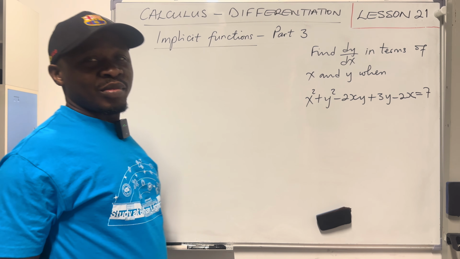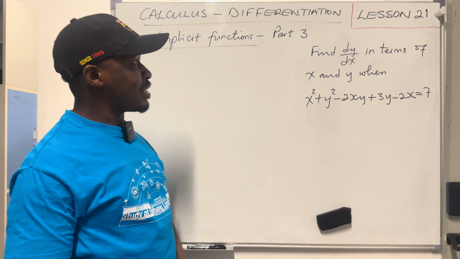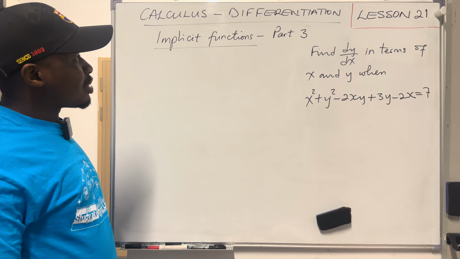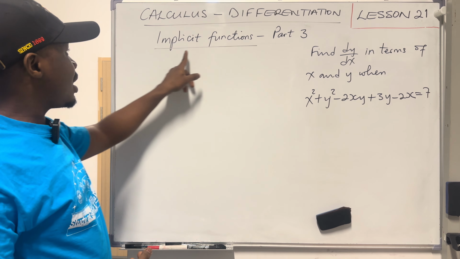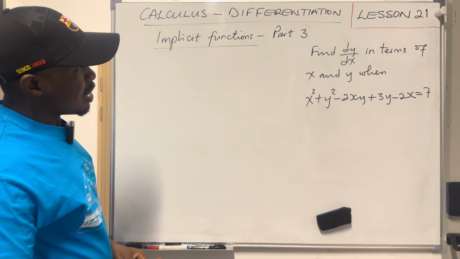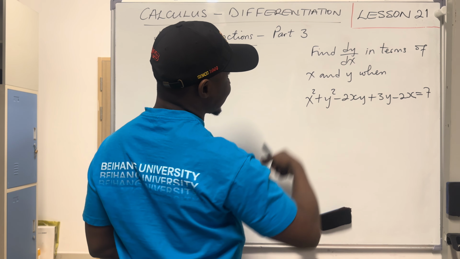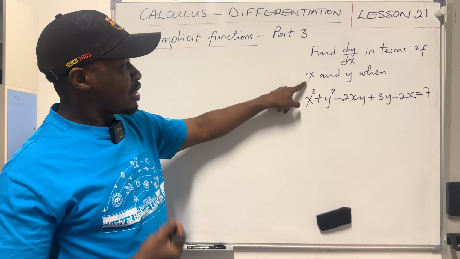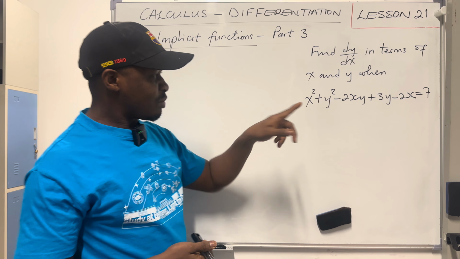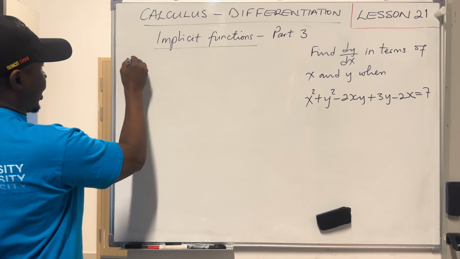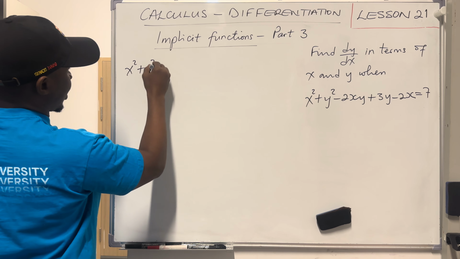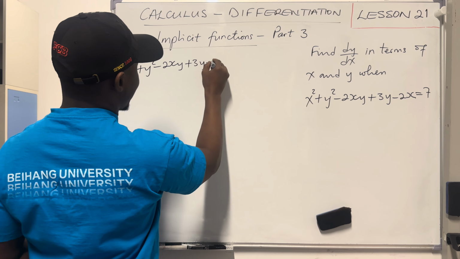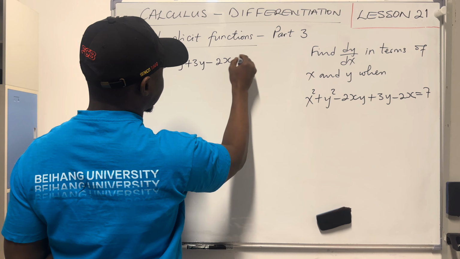Hi class, today we have the 21st class for differentiation of calculus, but this is the third example for implicit functions. The problem is to find dy dx in terms of x and y, meaning our final result will still contain x and y. We have x squared plus y squared minus 2xy plus 3y minus 2x equal to 7.